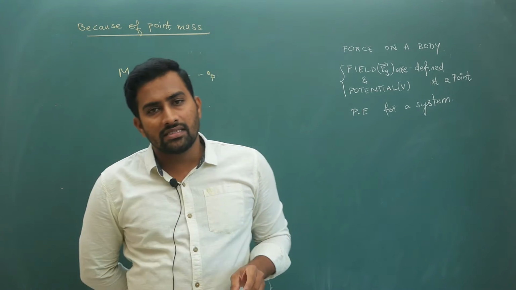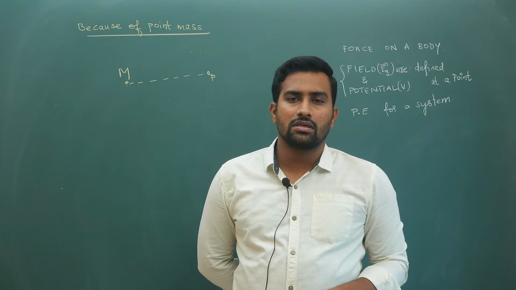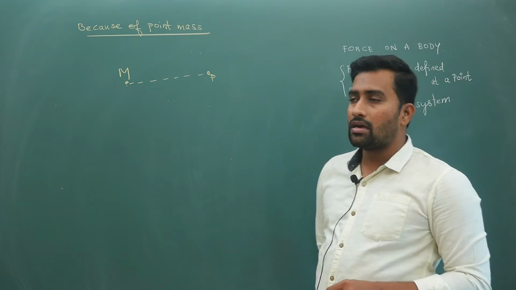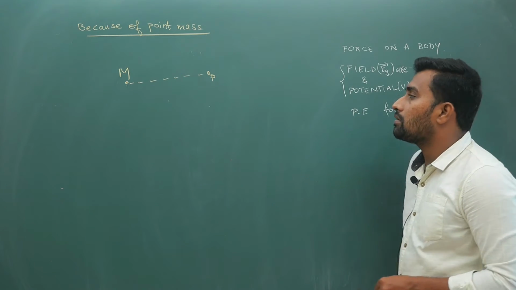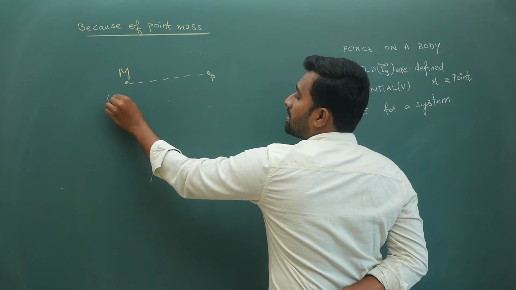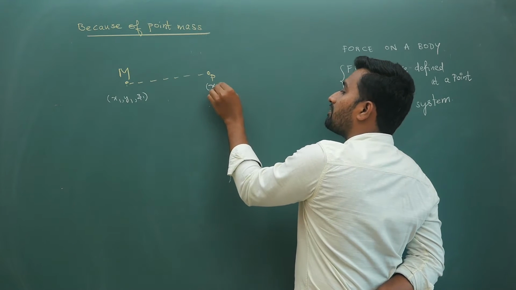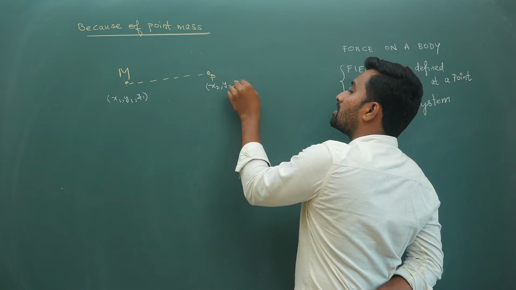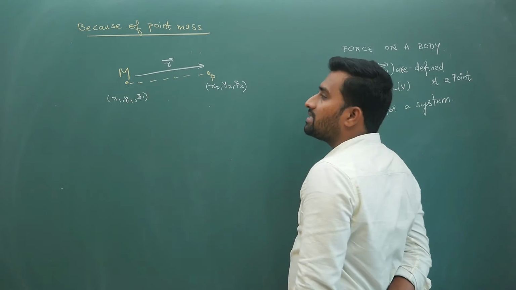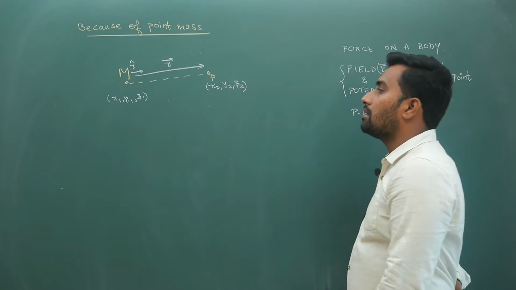You will define energy for a system, field and potential at a point, and force developed or acting on a body. Now if you take this mass m, because of this mass m, your field at this particular point, if you are taking this as x1, y1, z1 and coordinates of this point as x2, y2, z2, from here to here if this distance is r bar, your field is a vector, and r cap is your unit vector.